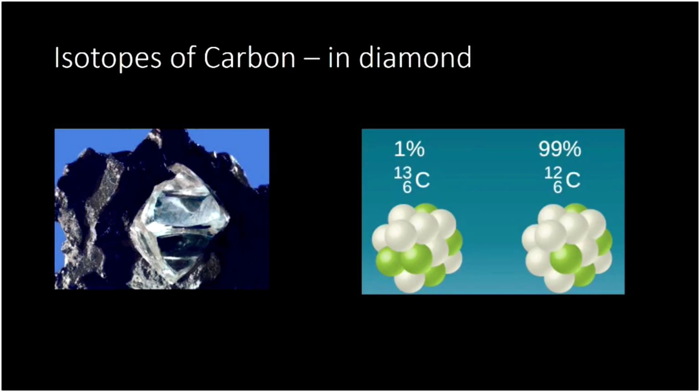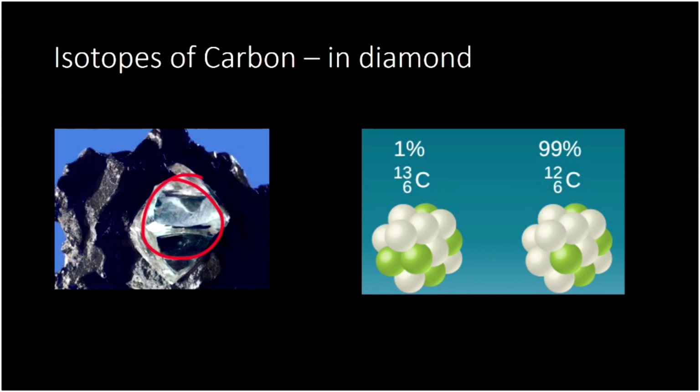So here we have diamond. You can notice there's this diamond here and this chunk of rock. So somebody's mined a diamond out of the earth. And it turns out diamonds are made of carbon, which is kind of surprising, but the diamonds that we have are made of just carbon.